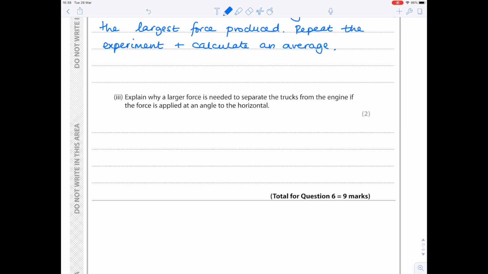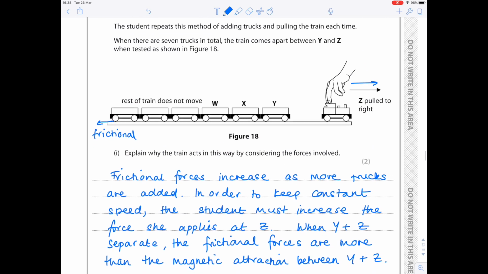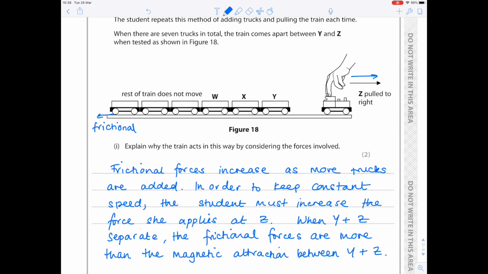Explain why a larger force is needed to separate the trucks from the engine if the force is applied at an angle to the horizontal. So they're saying that instead of pulling the truck to the right horizontally, if you decide to pull it at this angle, and that's all to do with resolving forces.